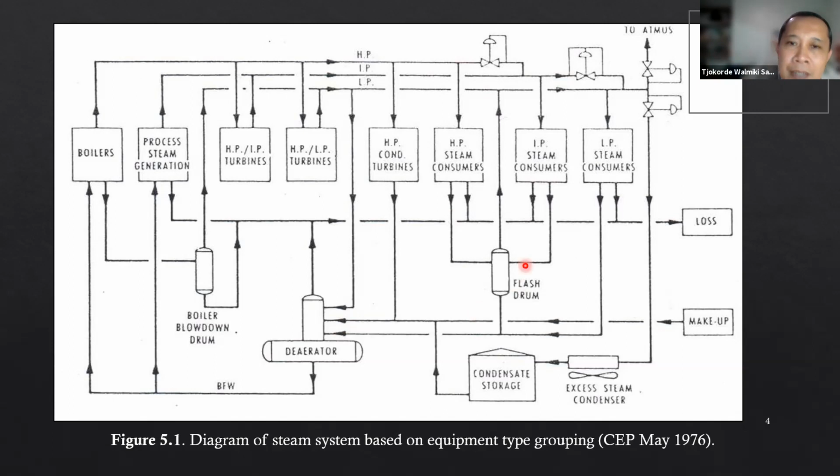Now, as we reduce the pressure, some of the steam will flash out. Ya, jadi pada saat kita mengurangi tekanan dari aliran air yang masih temperatur dan tekanan tinggi ini, sebagian dari air akan menguap di dalam flash drum. Nah, uap yang memisah di dalam flash drum ini dikembalikan ke header. Okay, and the rest of the condensate, the pressure of which has been reduced, is collected in the deaerator here.